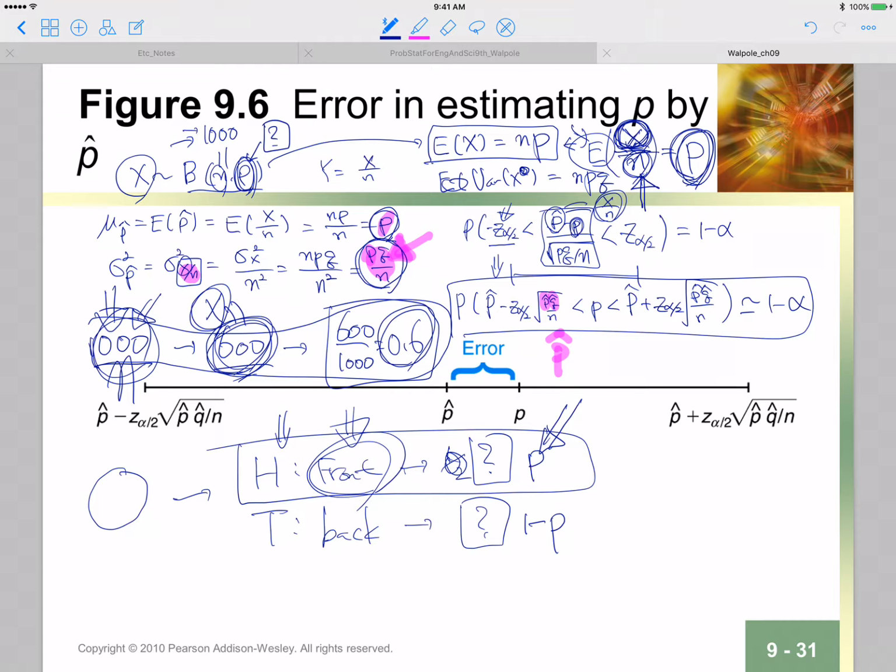And then what is q? So q is originally 1 minus p, right? If the true parameter was 0.61, then the true parameter for q is just 1 minus p, which is 0.39. So we have to use the true parameters p and q, but in practice we replace them with our estimators p hat and q hat, which is just 1 minus p hat.